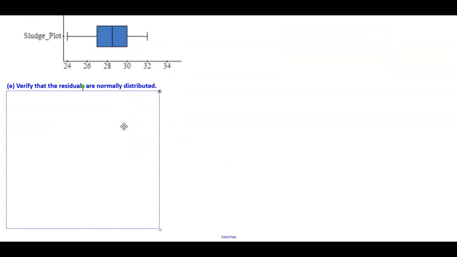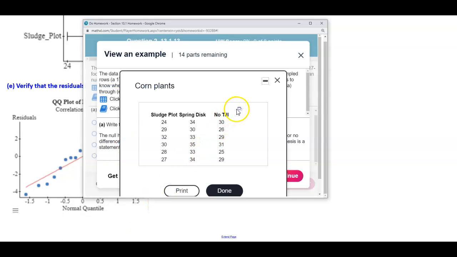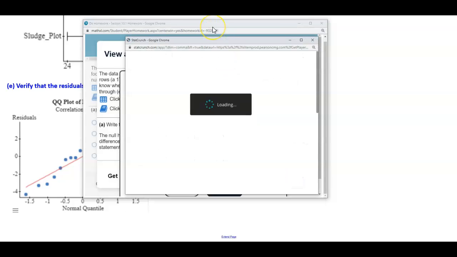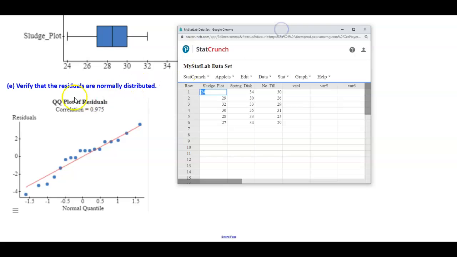Okay, and then the last thing is we want to verify that the residuals are normally distributed. In order to do that, we can take a look at StatCrunch. So if we come up over here, we're going to open up this data into StatCrunch. Okay, so what we're going to do is find the Q plot of the residuals.